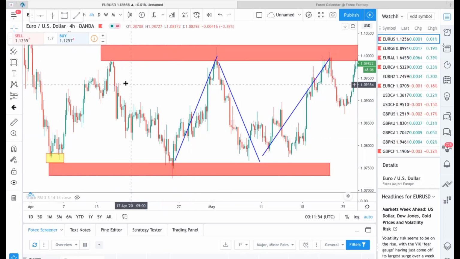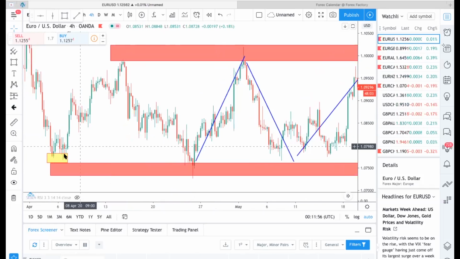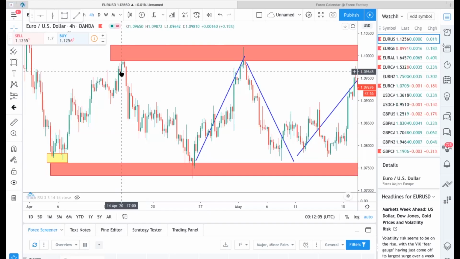So let's look at this first point first. We had a bounce on the support, and now it's heading towards resistance. As you can see, we have a big green candle, then a red candle, then a small green candle, then a smaller green candle. So you can see that buyers are losing their momentum. They're getting weaker and weaker.